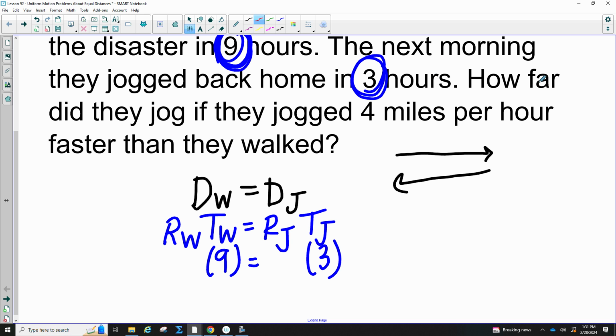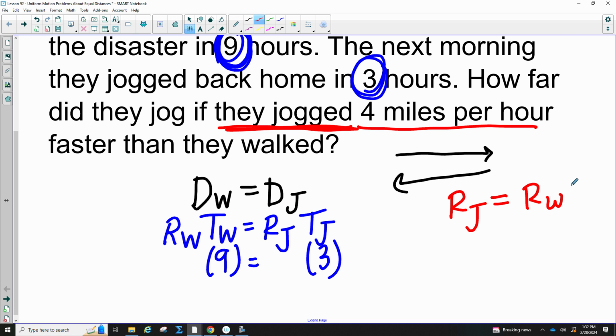How far did they jog if they jogged 4 miles per hour faster than they walked? Now, miles per hour is a rate, okay? Anytime it's miles per hour or kilometers per hour, that's a rate. This is an equation we want to write off to the side, okay? How far did they jog if they jogged, meaning rate jogging? They jogged 4 miles per hour faster than they walked. So that means it's equal to rate walking plus 4. They jogged 4 miles per hour faster than they walked. Okay, write that equation off to the side.